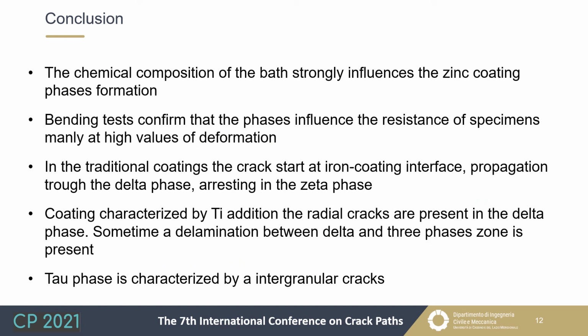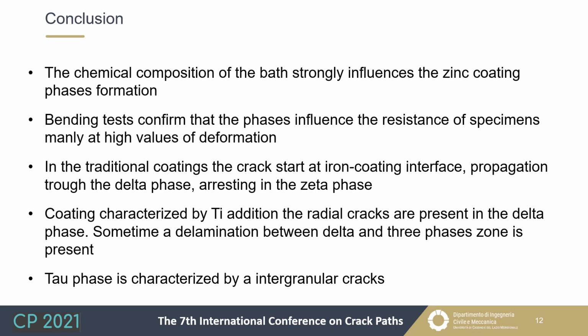In conclusion, the chemical composition of the bath strongly influences the zinc coating phase formation, and the bending test confirmed that the phase composition influences the resistance of the specimen, mainly at high values of deformation. In the traditional coating, the crack starts at the iron coating surface and propagates in the delta phase, arresting at the interface of the zeta phase, in the zeta phase, or at the interface between zeta and eta phase.